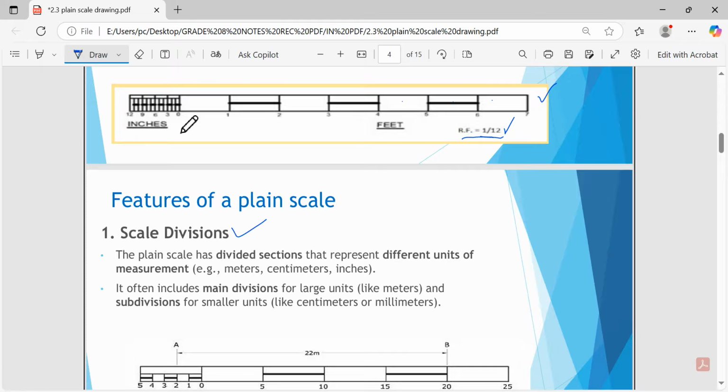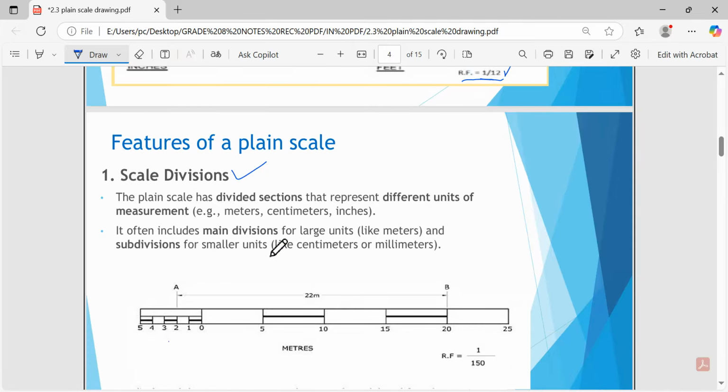In short, what I'm saying is that these scale divisions must be of units that follow each other in terms of conversion. If you don't get the idea, just know that if you're working with a plane scale, it has scale divisions where you can use units that follow each other in sequence, and the numbers from this side, from the subdivided part to the other parts, are relatable. Okay, but as we learn the features, you'll get to understand what the features of the plane scale are.